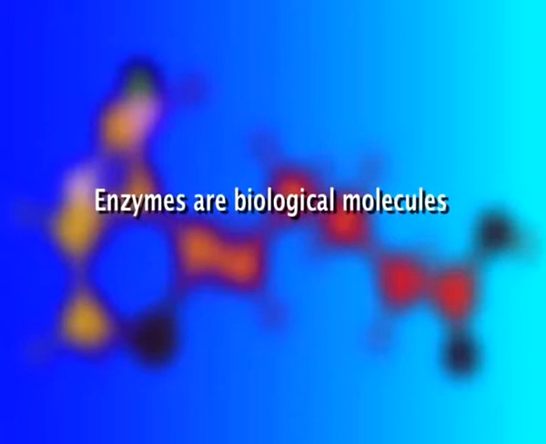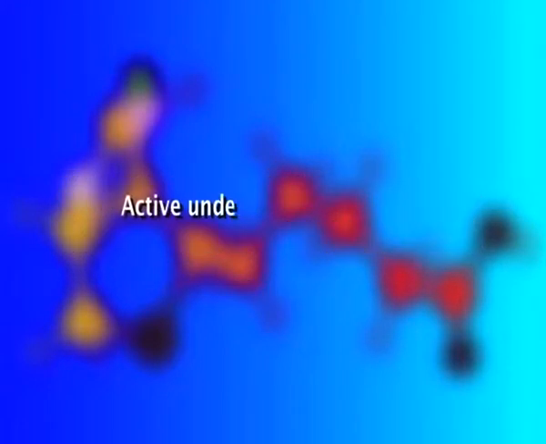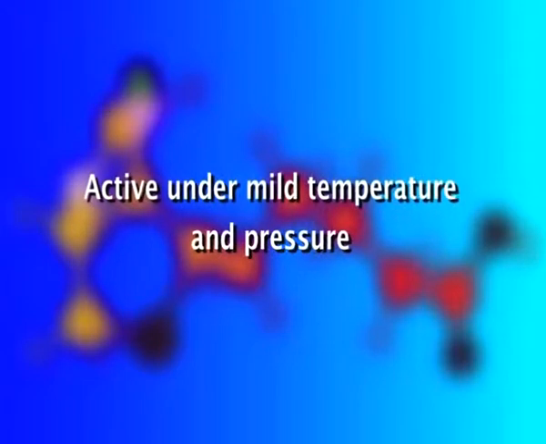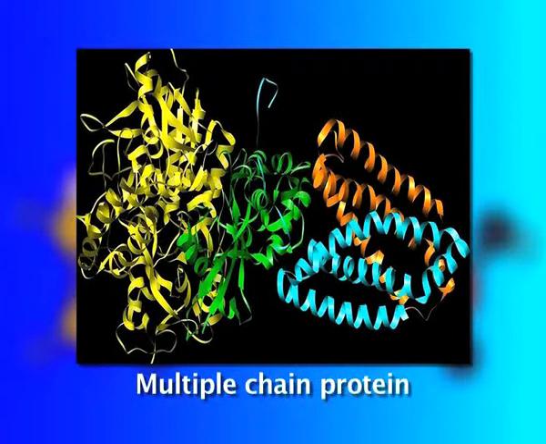Today we will discuss an important topic, which is the discovery, nomenclature and characteristics of enzymes. Enzymes are biological molecules that catalyze specific biochemical reactions. They are active under mild conditions of temperature and pressure found in the cell. They are usually single or multiple chain proteins that act as biological catalysts that catalyze intracellular and extracellular biochemical reactions.